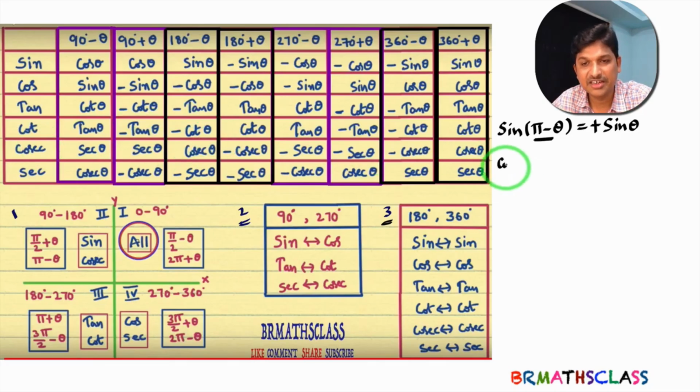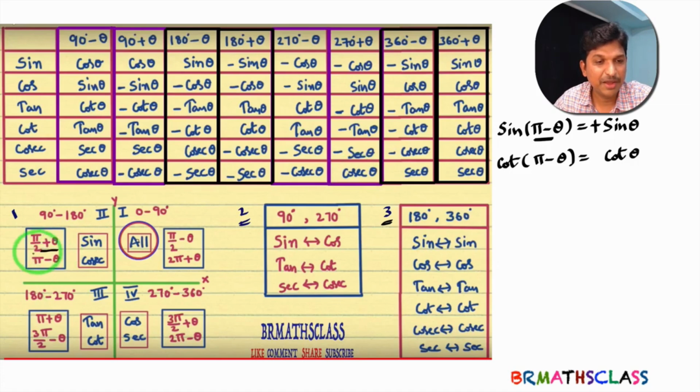Cot of pi minus theta. First point, when pi is there, pi means 180 degrees. Whenever 180 degrees, 360 degrees is there, the function remains the same. So this is cot theta, right? Second point, pi minus theta is in which quadrant? Pi minus theta is in the second quadrant. In the second quadrant, cot is negative. So cot of pi minus theta is minus cot theta. You can observe this here, right?